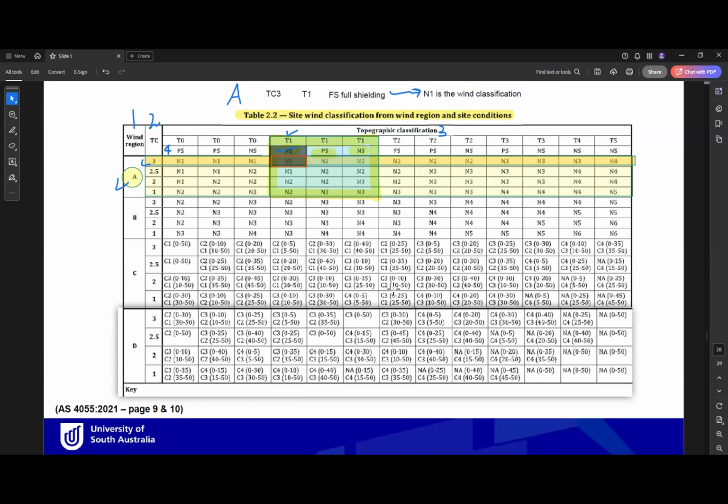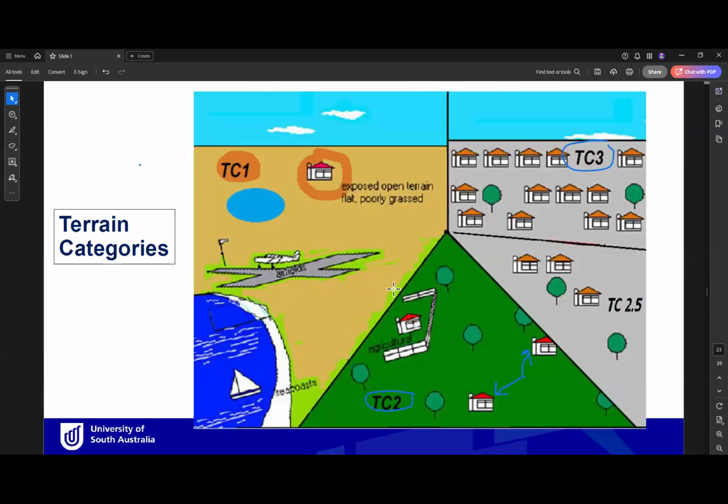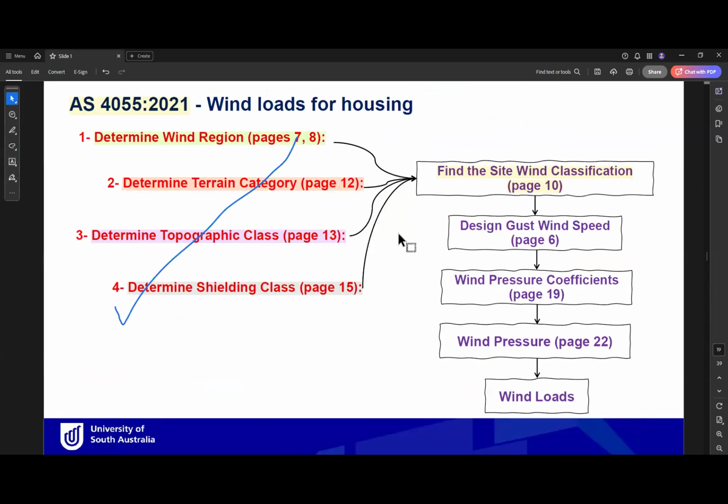Now if we go back to our steps, the first step is to find the wind classification based on wind region, terrain category, topographic class, and shielding class.